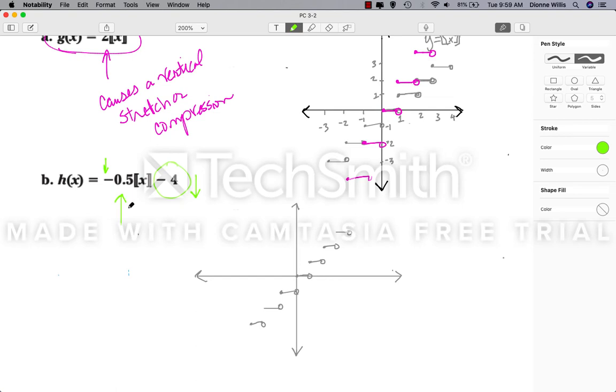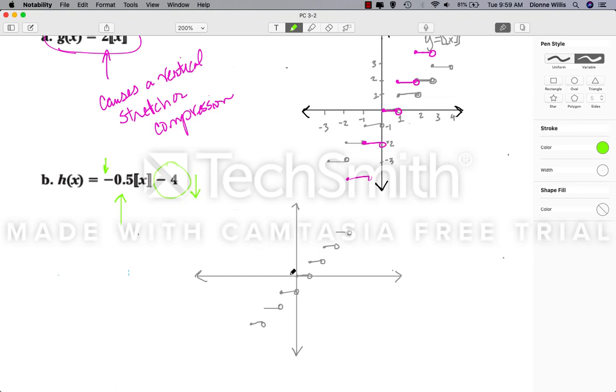So we're going to shrink the graph down. So this whole thing is going to shrink down a bit. The next thing we're going to do is actually reflect it over. Do you remember what the negative way back in the beginning of the lesson does? The negative is going to give us a reflection over the x-axis.